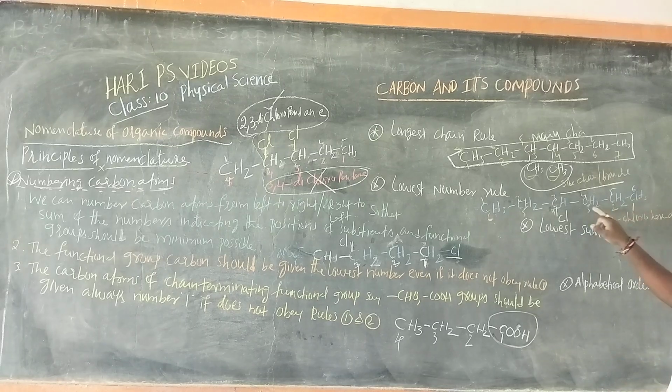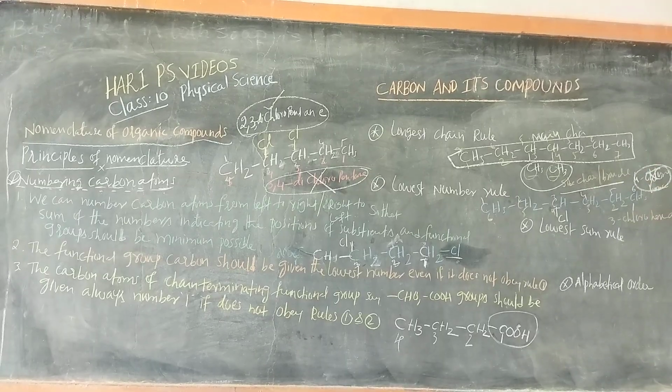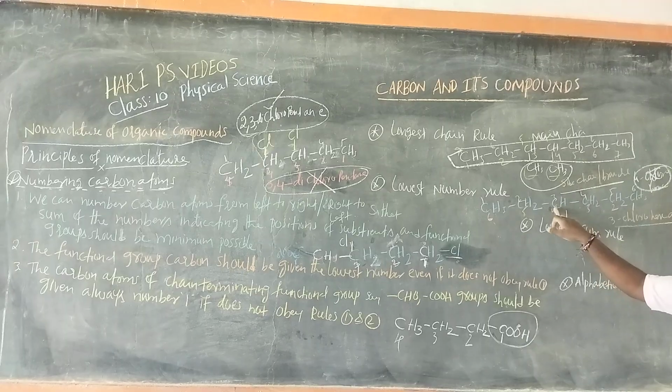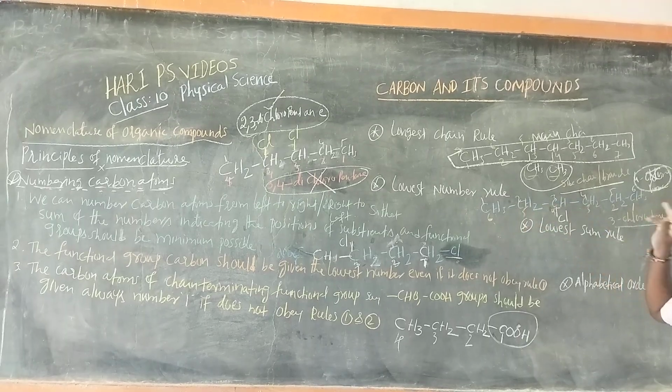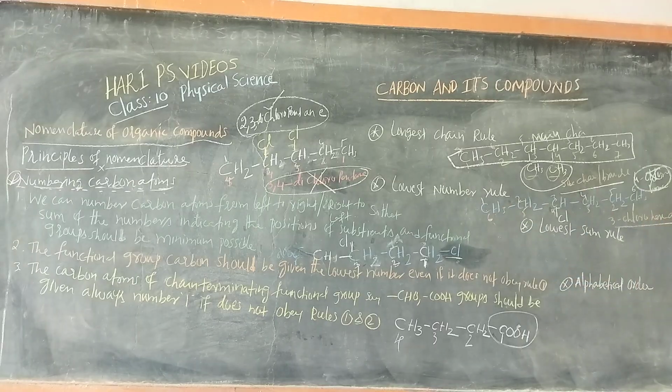So 1, 2, 3, 4, okay. Then we cannot write it as 4-chlorohexane. We write 3-chlorohexane, because this carbon has the lowest number. The substituted carbon gets the lowest number. This rule is called the lowest number rule.